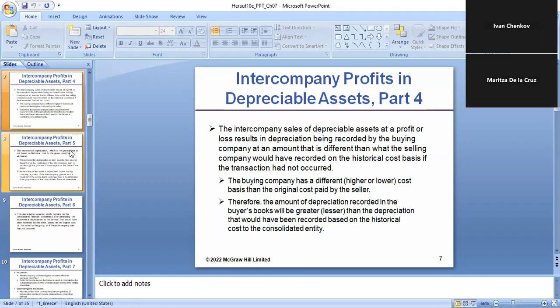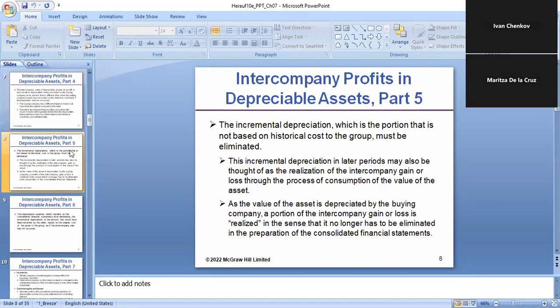That's what usually happens. Now the incremental depreciation, the portion that is not based on historical cost, must be eliminated. So those $40,000 that we are adding to the depreciation, by the subsidiary buying for 10 and selling to the parent for 50, that additional 40 has to be eliminated. On the consolidated statement, we're going to depreciate only $10,000.